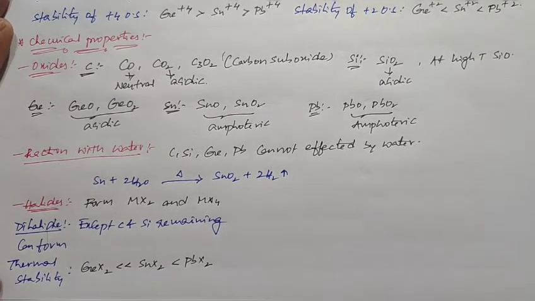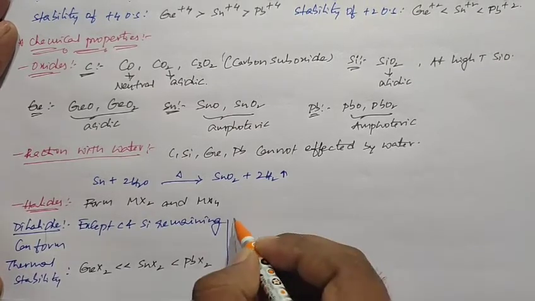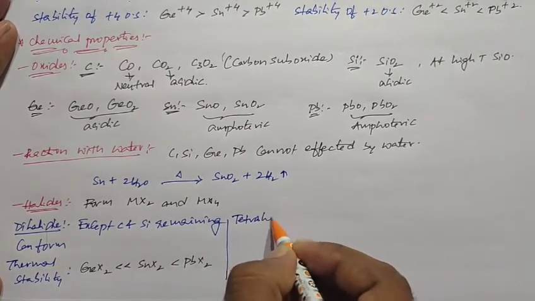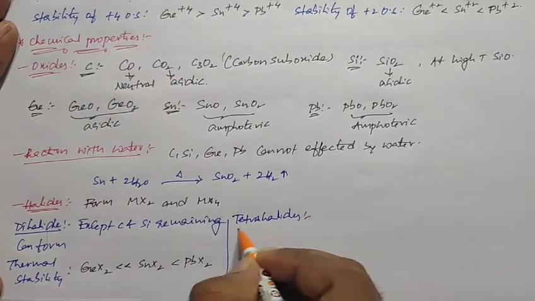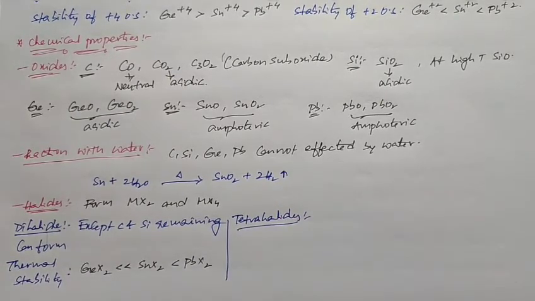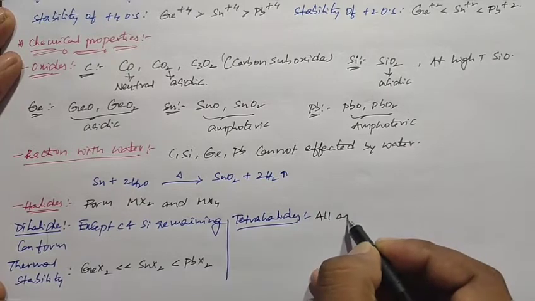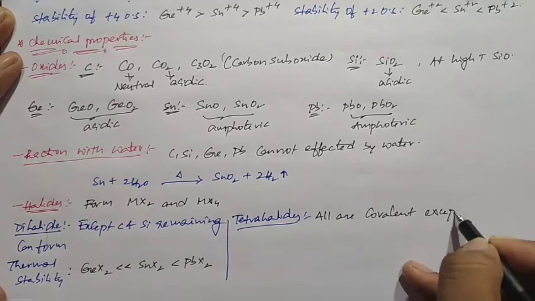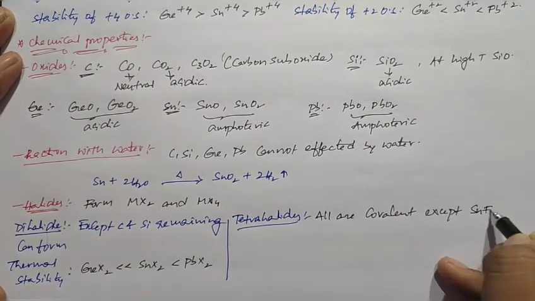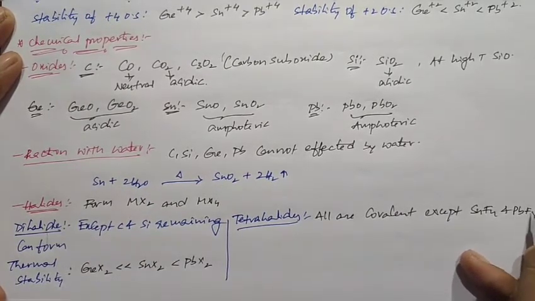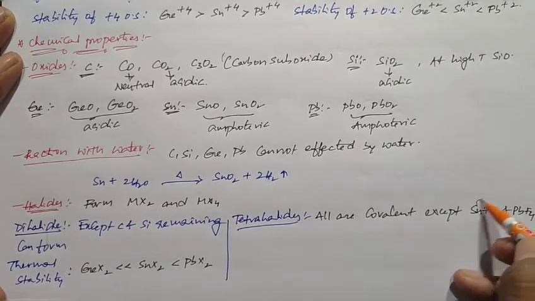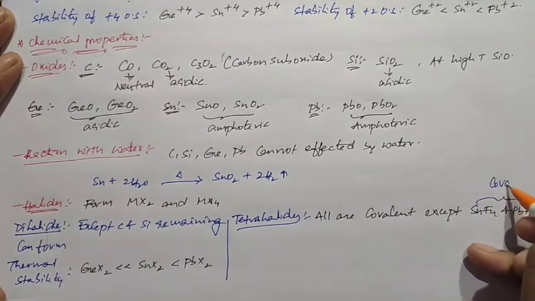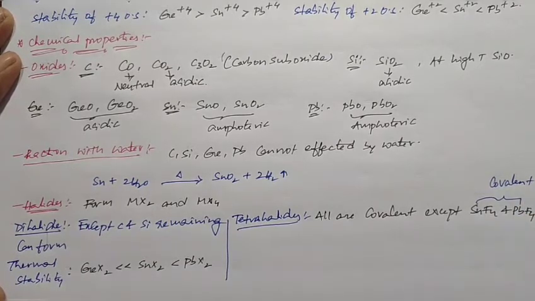When you go to the tetrahalides, in tetrahalides SnF4 and PbF4 are ionic, and the remaining are covalent. So all are covalent except SnF4 and PbF4.